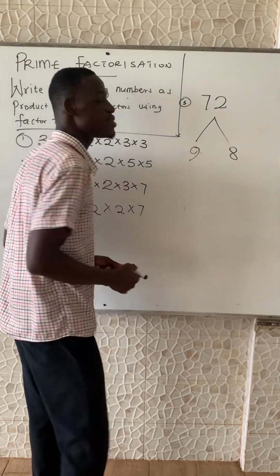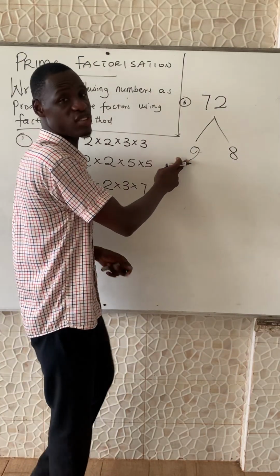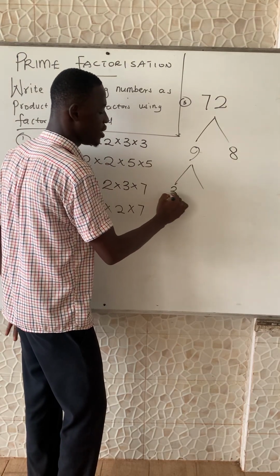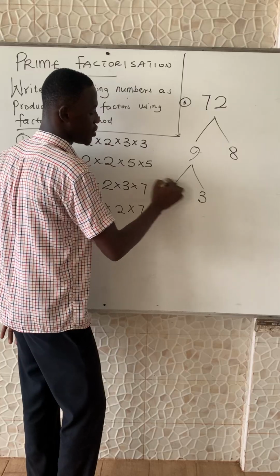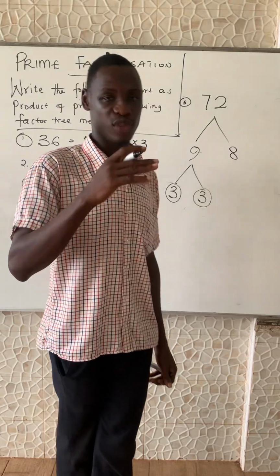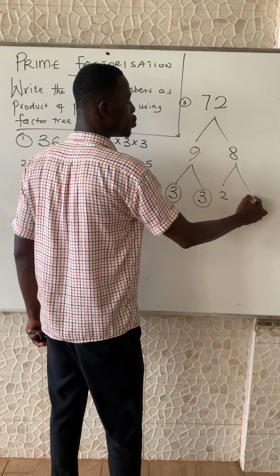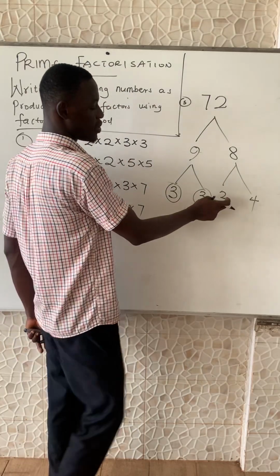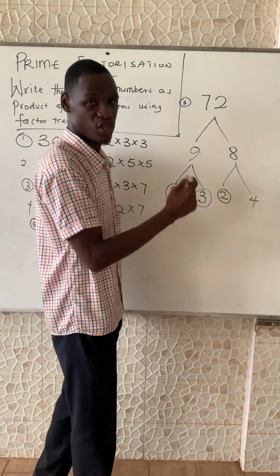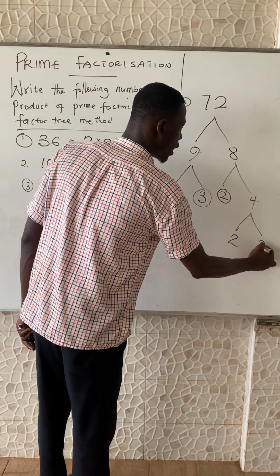Alright, so I'm going to use 9 times 8 to give us 72. Alright, so 9 is not a prime number, so we break it down. Breaking 9 down will give us 3 times 3. Now 3 is a prime number, so we circle them up. 8 is not a prime number, so we break it down. Breaking 8 down will give us 2 times 4. Since 2 is a prime number, we circle it up. And 4 is not a prime number, so we break it down, we get 2 times 2.